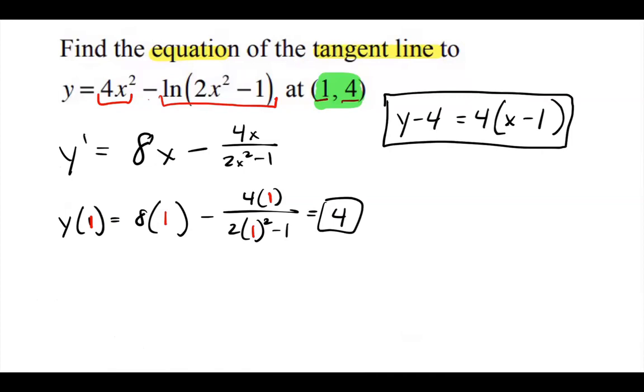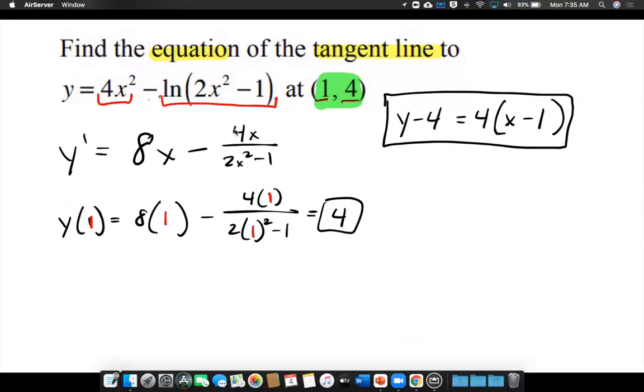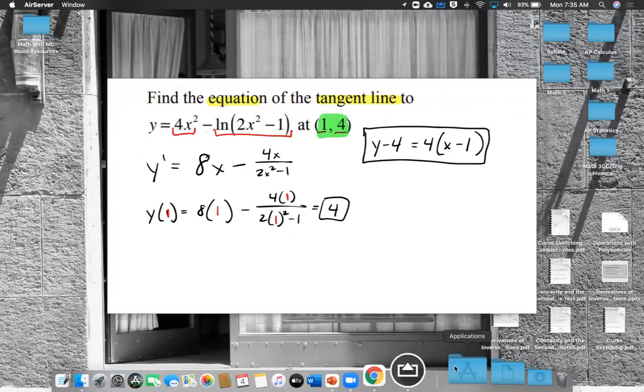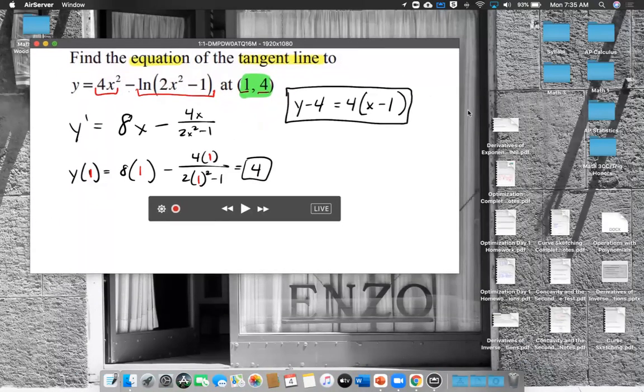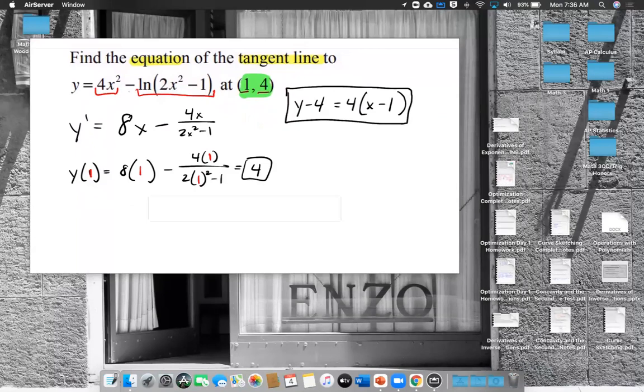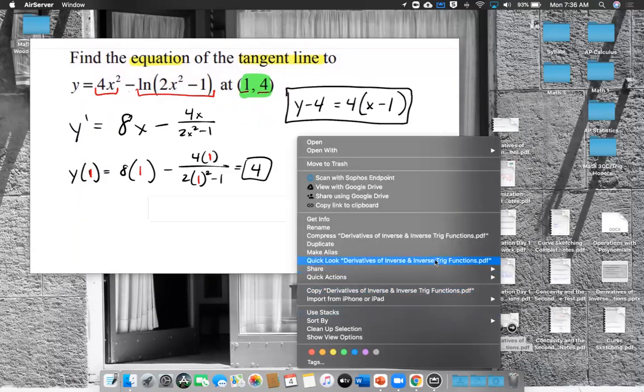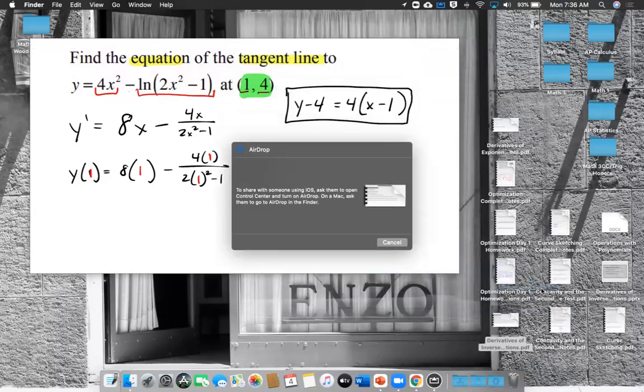Okay, so for today, that set of notes that I gave you today is the last set of notes for this chapter. Let me upload mine and then we will take a look at it. I can find it, there we go. So the last thing in this chapter is derivatives of inverse functions.